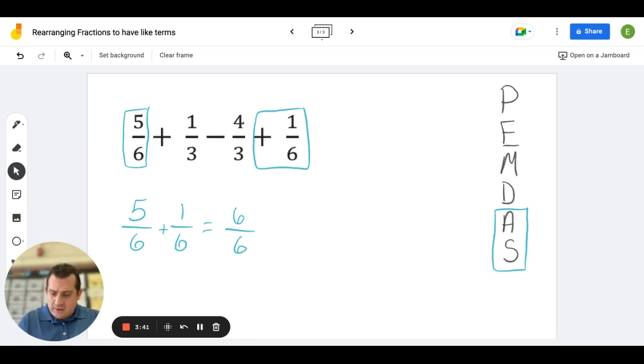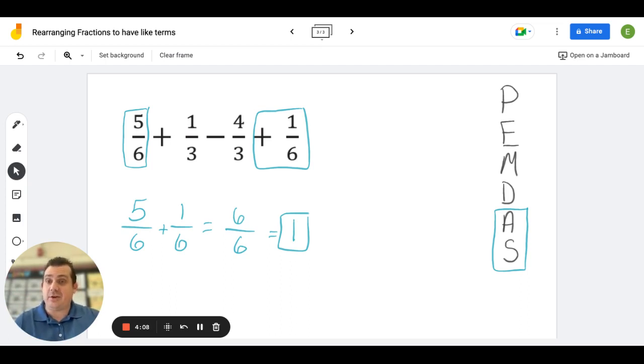So I could change this into 1 whole if I want, or I don't have to. There's two different ways we can go about this. I'm going to start by changing it to the 1 whole. If you left it as 6/6, you wouldn't be wrong there either. So now I have 1 whole.